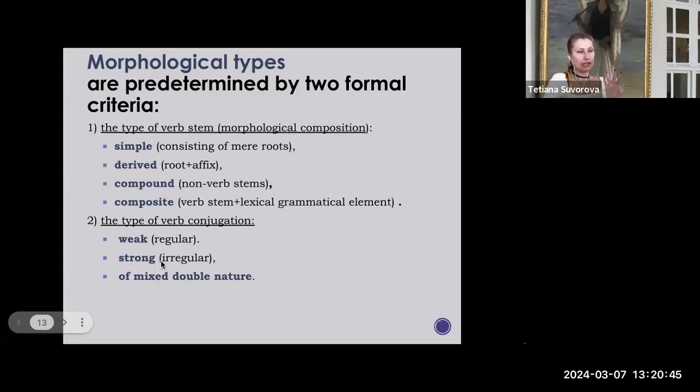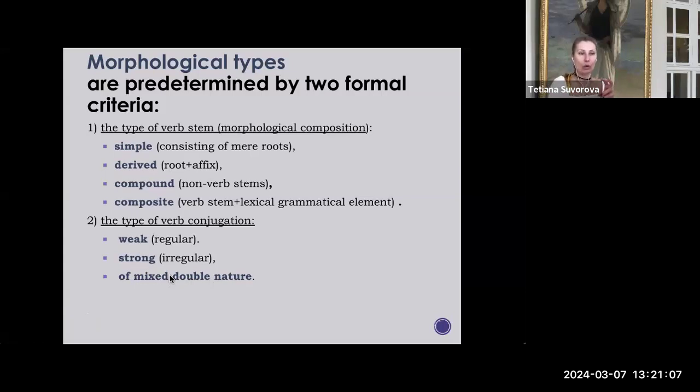Strong is when we add the ending in D, for example, in the English language, and mixed, some verbs can have both variants. For example, learn, learned, learned, and learnt. So they exist in parallel, and you can choose. Or need, the verb need can be nicely illustrated here.